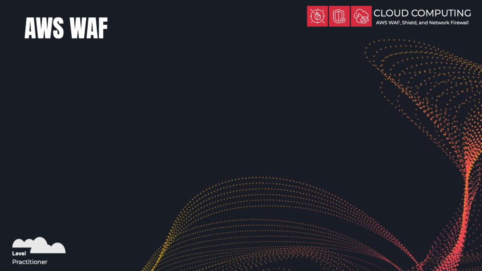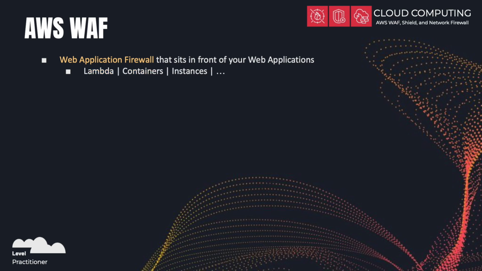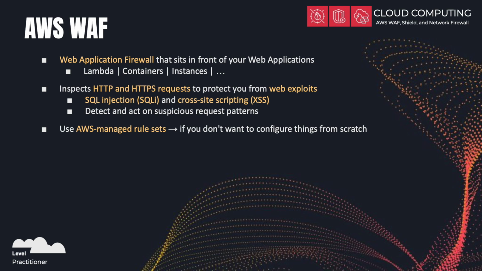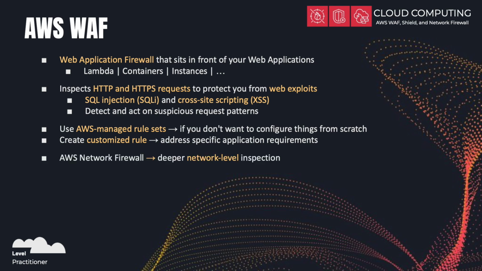AWS WAF stands for Web Application Firewall, and it sits in front of your web applications and inspects HTTP and HTTPS requests. It's designed to protect your apps from common web exploits such as SQL injection or cross-site scripting by letting you define rules that match suspicious patterns in incoming requests. You can use AWS managed rule sets if you don't want to build everything from scratch, and you can customize your own rules when you have specific needs. So, Network Firewall focuses on deeper network-level inspection, and WAF focuses on protecting your web layer.